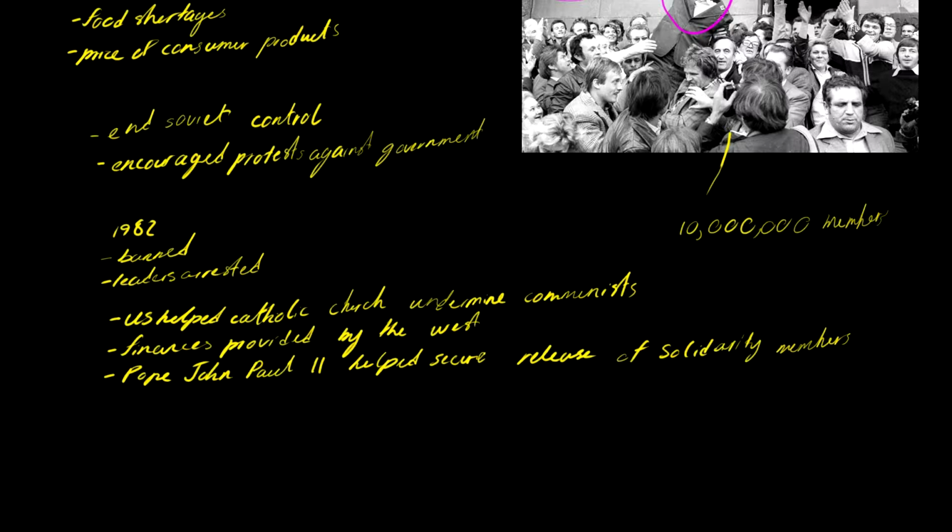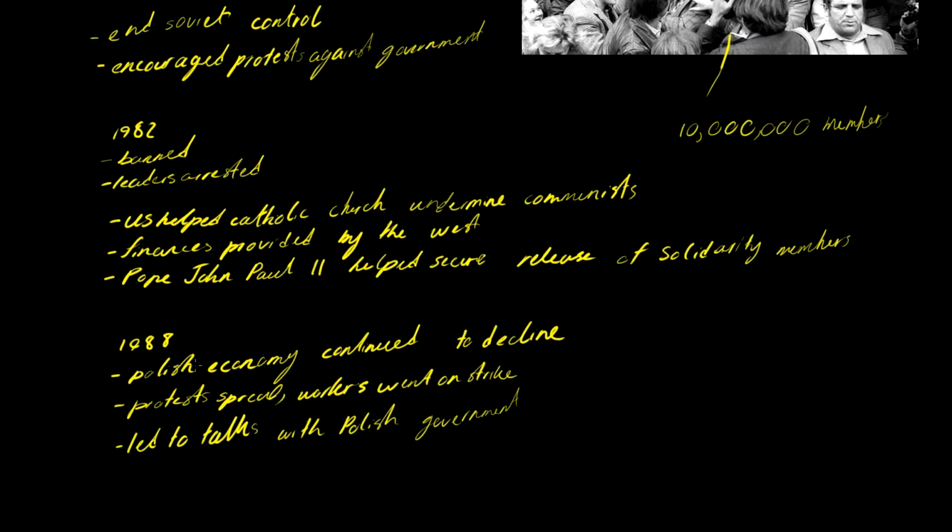And in 1988, protests again spread throughout the country. Many workers illegally went on strike. This led to talks between the Solidarity leadership and the Polish government. So in 1988, the Polish economy continues to decline, protests spread, workers go on strike, and this finally leads to talks between the Solidarity leaders and the Polish government.